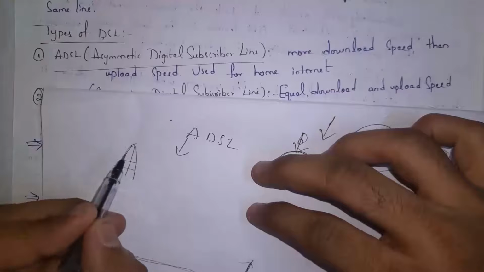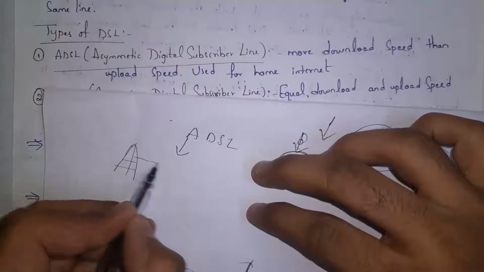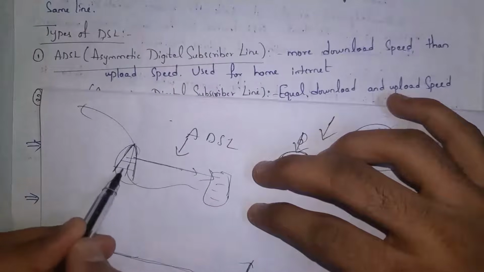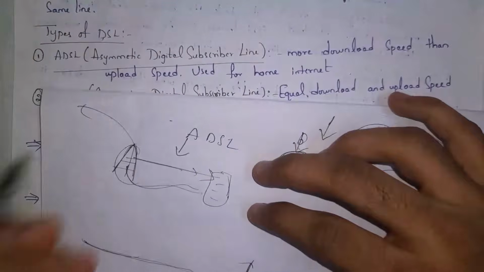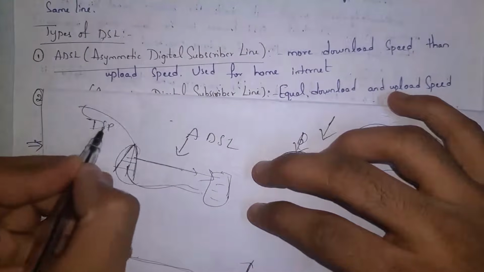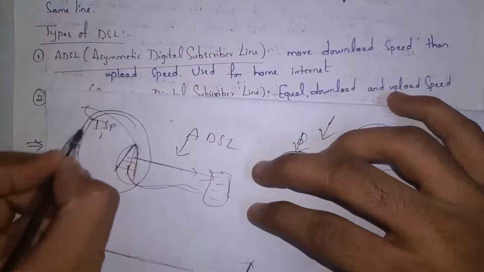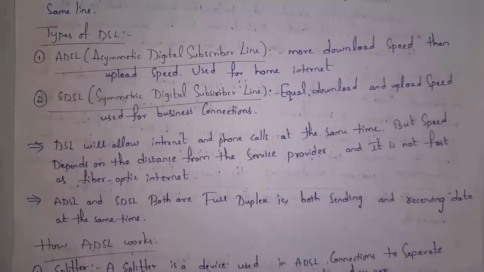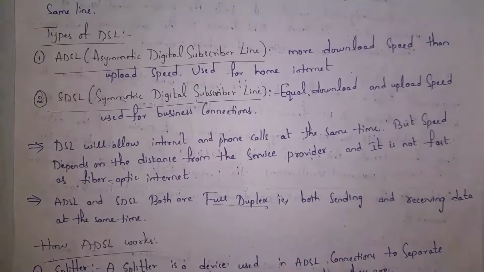Guys, for example, if Jio towers are near to our house, then the internet will be very fast. And if Jio towers are far away, I will get slow internet. So for internet service providers like Jio, Airtel, ACT FiberNet, if they are near to our location, internet will be fast, or else internet will be slow. Guys, ADSL as well as SDSL, both are full duplex. Full duplex is nothing but all computers can send data and receive data at the same time.